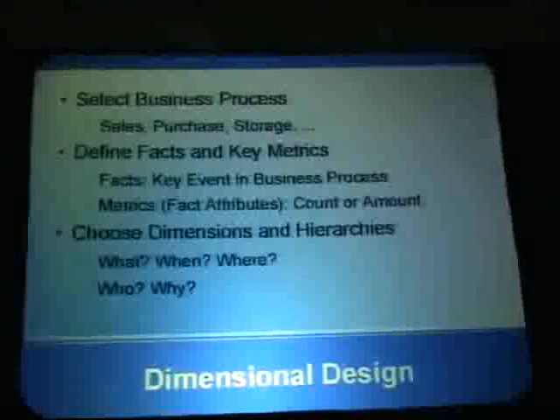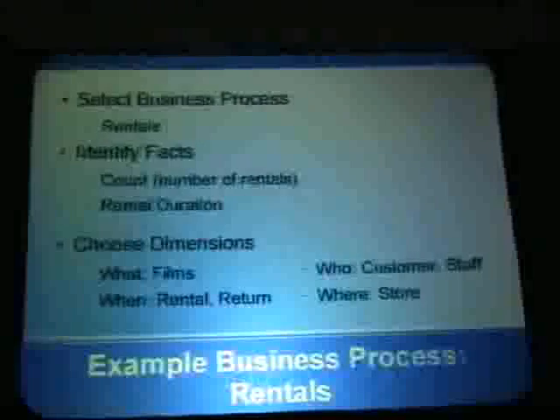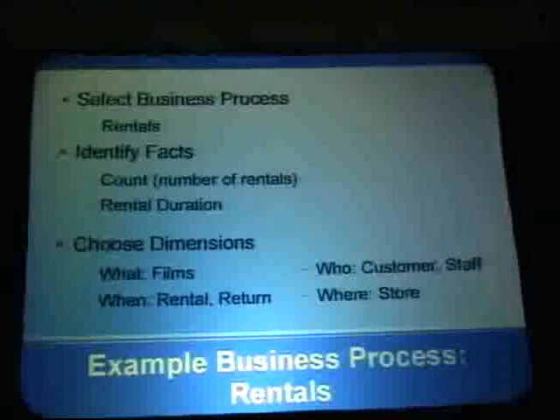Okay, so suppose you want to create a star, you want to create this database schema. What you would do is select some business process, define which facts are characteristic for this business process, and then figure out which dimensions you would need to look at this business process. In this case, we're going to take the business process rentals. We're going to identify a few key facts: in this case, the count, the number of items, and the rental duration. And then we're going to choose dimensions.